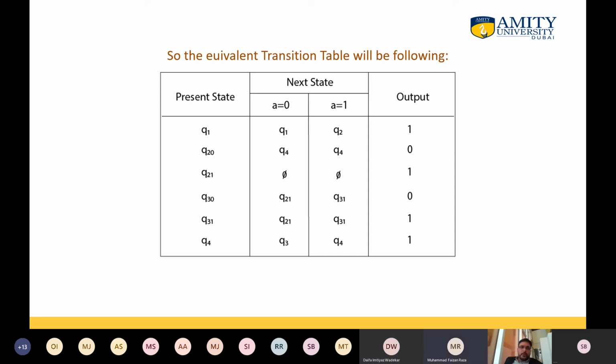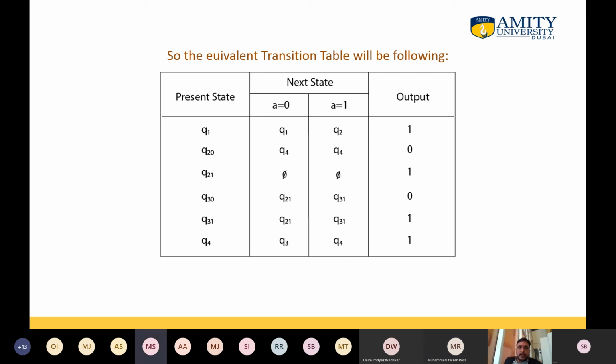Now, don't go on to the next state, directly go to the output section in this table. Okay. So what was the Q1 output? Q1 output was a single 1, or not? Yes, sir. Q1 was output 1 or not? Yes. So that's why you are directly writing in the output section Q1 1.